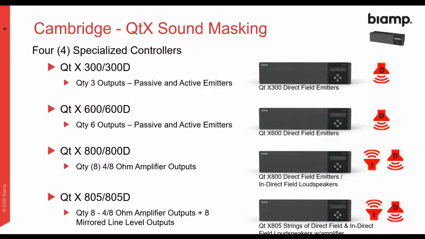This is the output topology. 800s and 805s support 4 8-ohm amplified outputs. In addition, the 805 has mirrored line level outputs, so you could feed into an existing 70-volt system, or a multi-channel amplifier, if you were doing a string of 70-volt, 100-volt speakers. You could lead from that out of an 805.